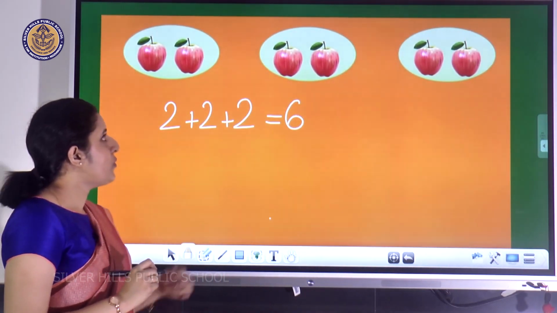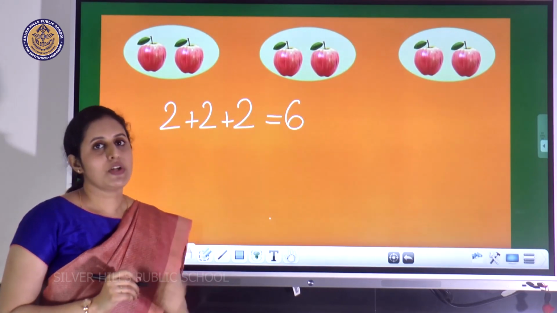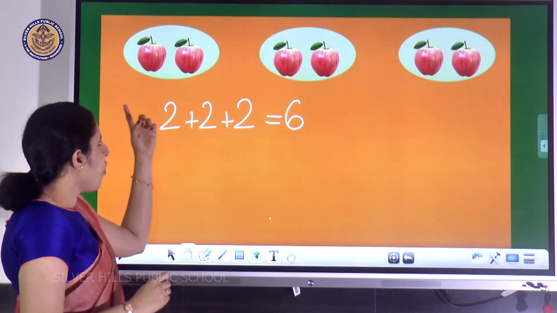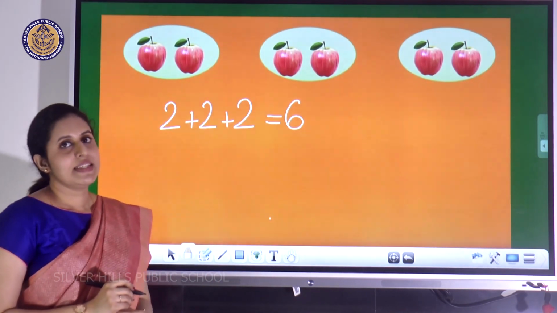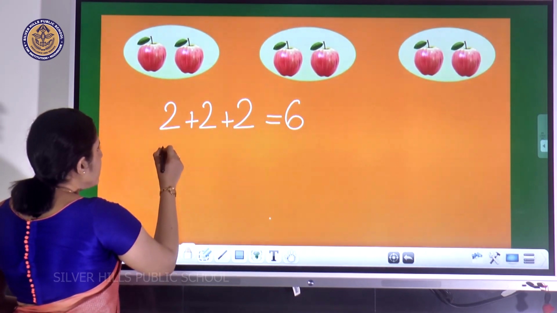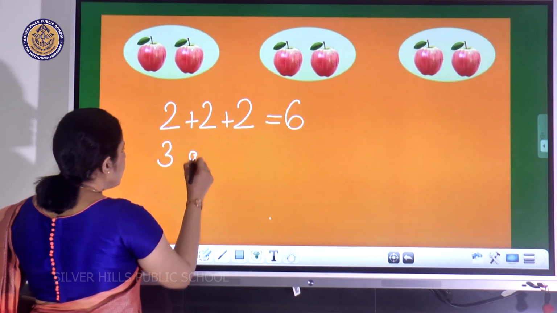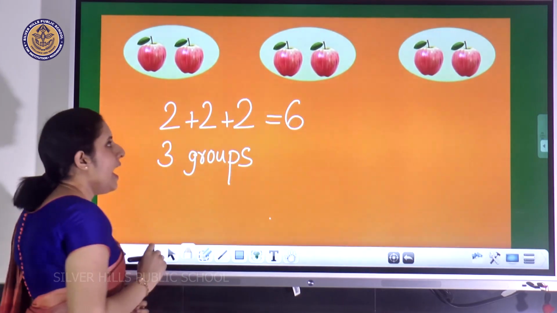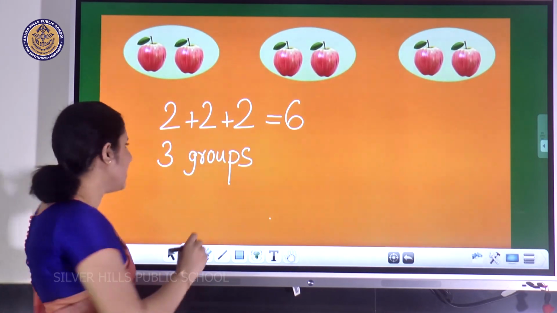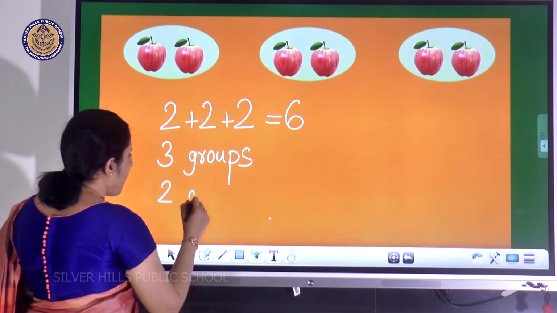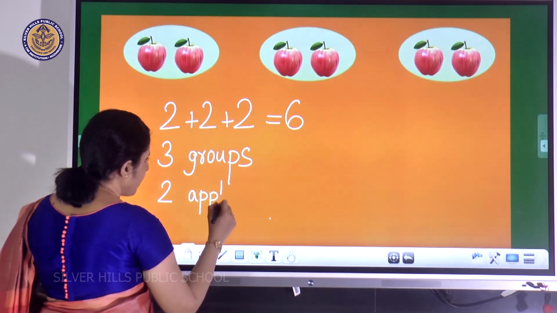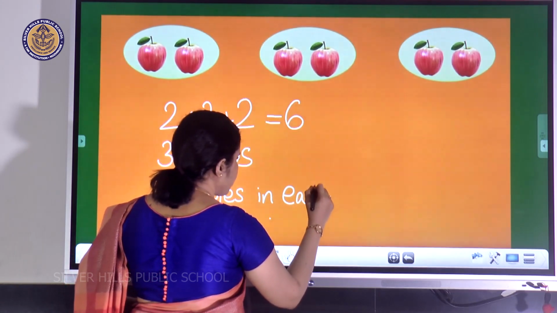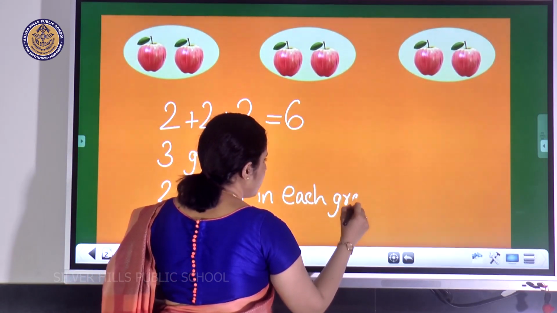Now we are going to write the same thing in terms of multiplication, and this is how you do it. Now, as we all know, there are 3 similar groups. So, I am going to write that 3 groups are there. Yes, 3 groups. And how many apples in each group? Yes, 2 apples in each group.